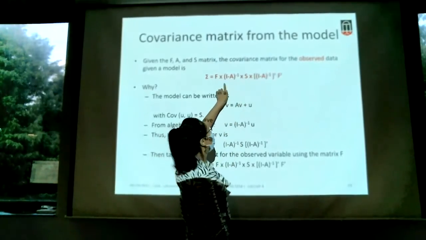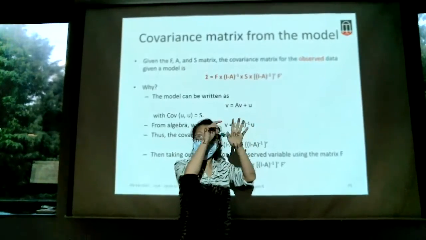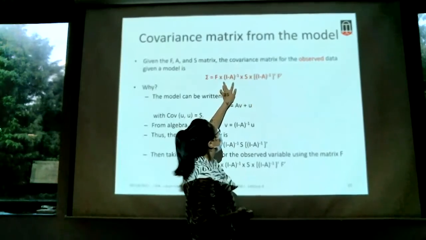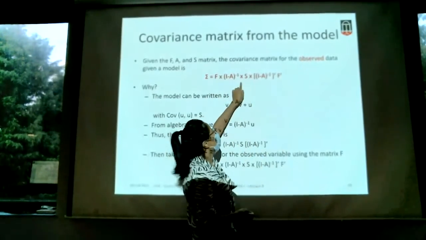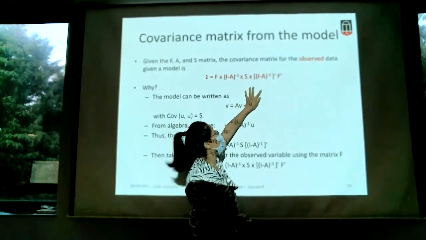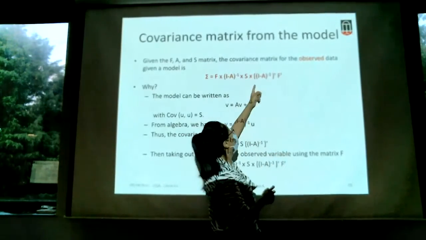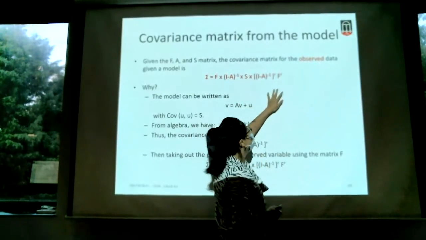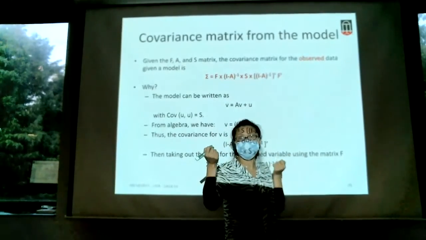Inverse of the identity matrix minus the A matrix. So we have the A matrix. The identity matrix is a very special matrix, here a 3 by 3 identity matrix. We take the difference between these two matrices and then calculate the inverse. Then we multiply by the symmetric matrix S, and then by the transpose of the inverse of the identity matrix minus A. And then by the transpose of the F matrix.